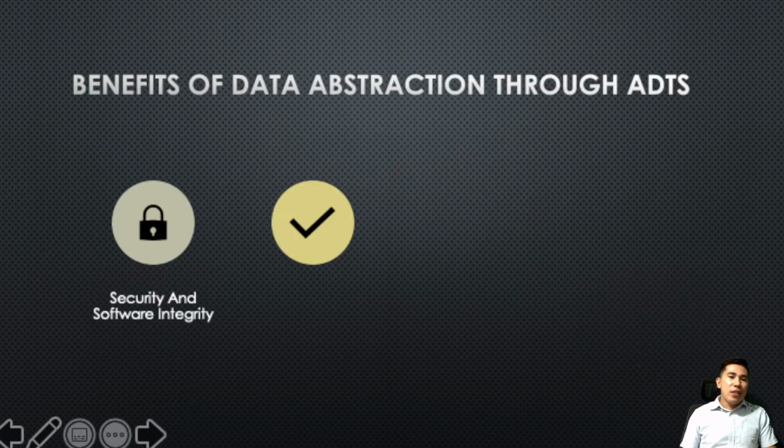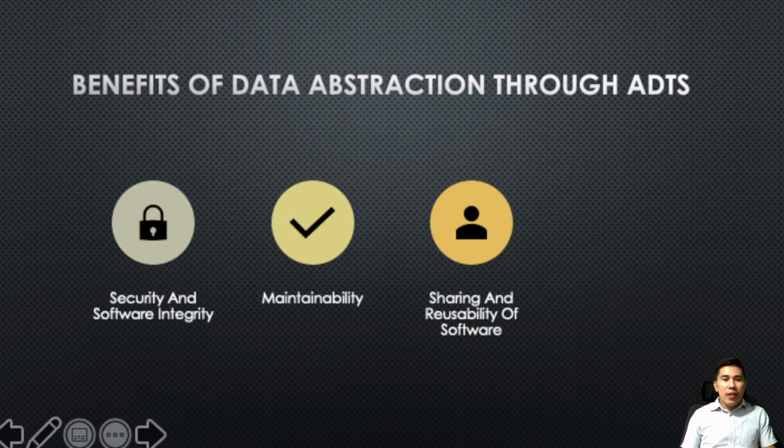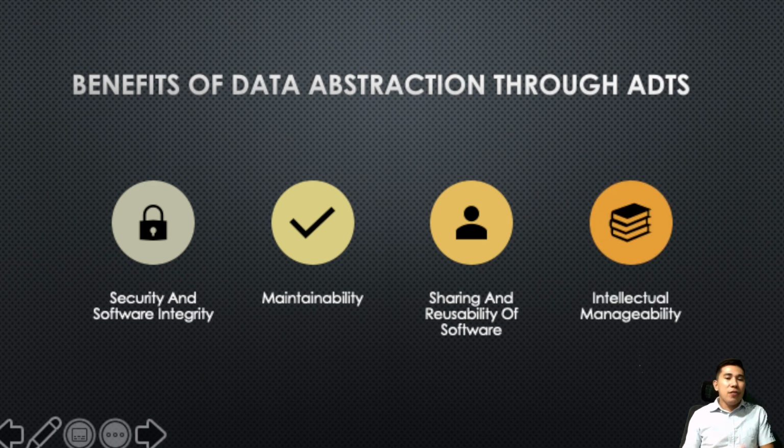So what are the benefits of data abstraction through ADT? We have security and software integrity, maintainability, sharing and reusability of software, and intellectual manageability. When we talk about security and software integrity, programmers control access to all resources, guaranteeing that no improper, illegal, or potentially dangerous operations can be carried out.